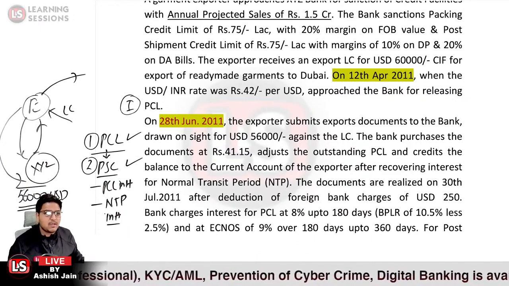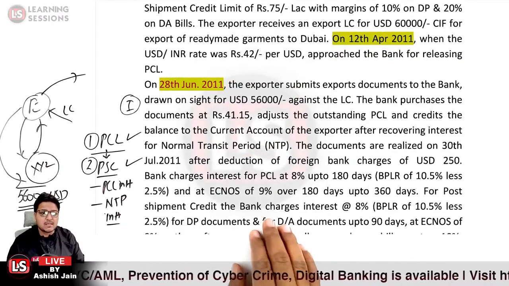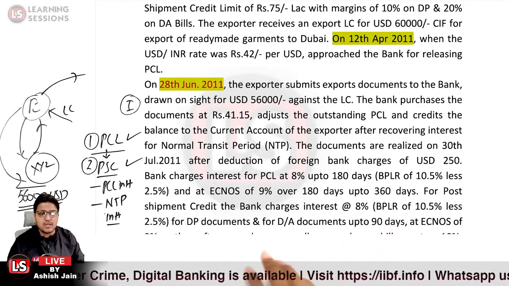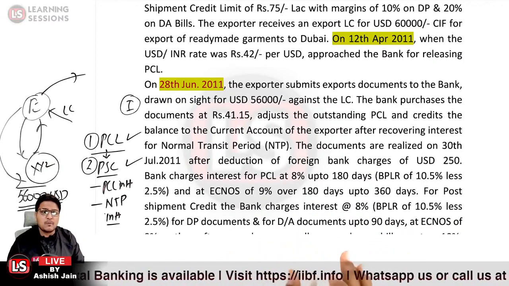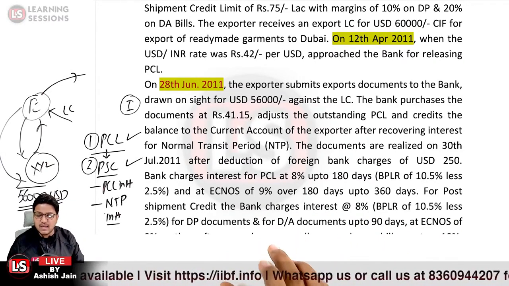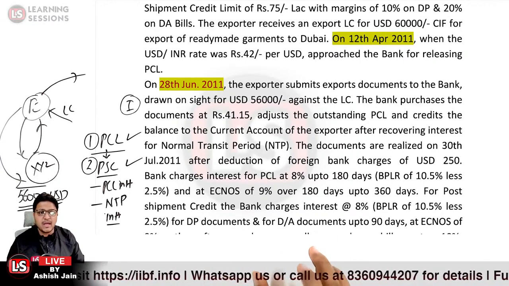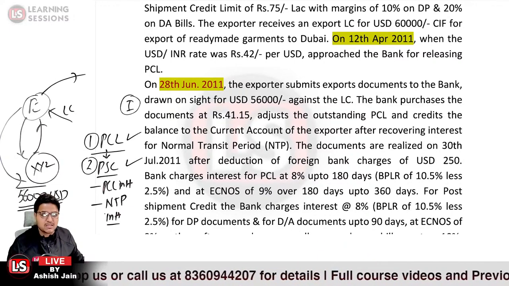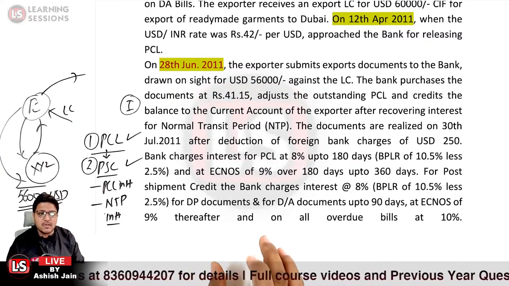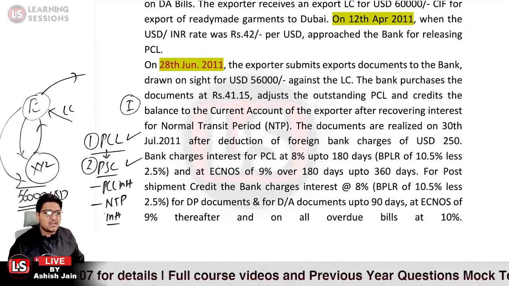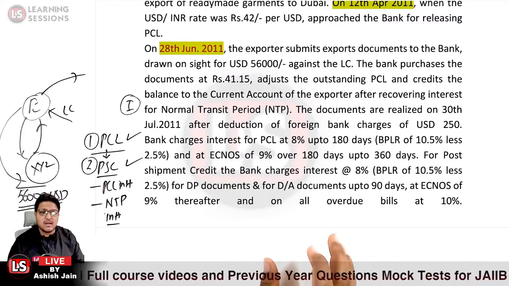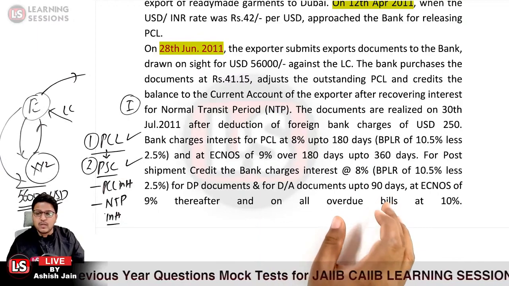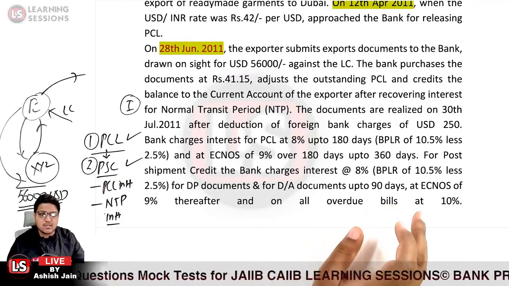And further, for the post shipment credit, the bank charges interest at 8%. In that particular case, the bank charges interest at 8% for the DP documents and for the DA documents up to 90 days. For both of these, whether it is a DA bill or DP bill, it will be charging 8% for 90 days, and that is basically a concessional rate of interest, and ACNOS at 9% thereafter, and all the overdue bills at 10%. And if the credit period is beyond 90 days and up to 270 days or 360 days, in that case it will be charged at the ACNOS rate.